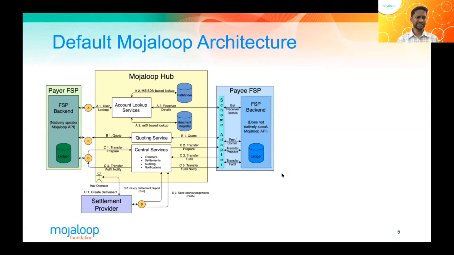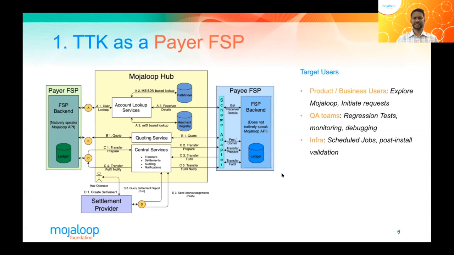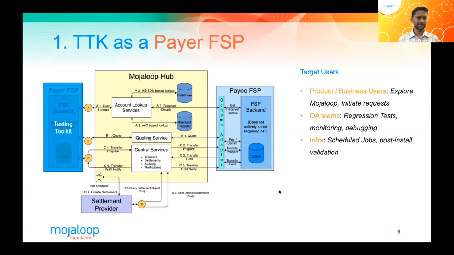What you see here is the default Mojaloop architecture that is there on the home page of the Mojaloop technical documentation. We see the payer FSP on one side, the payee FSP, and a Mojaloop switch. The first scenario, where the toolkit simulates a payer FSP, is one that is extensively used.